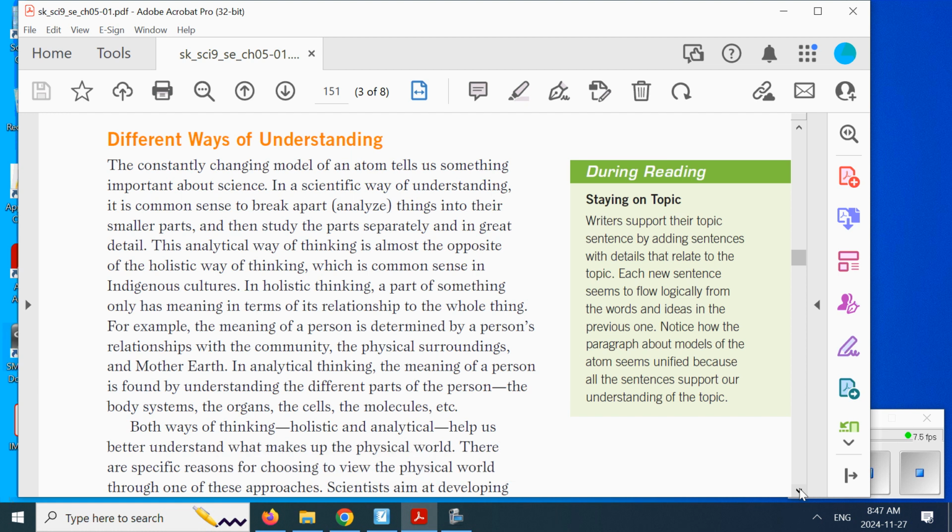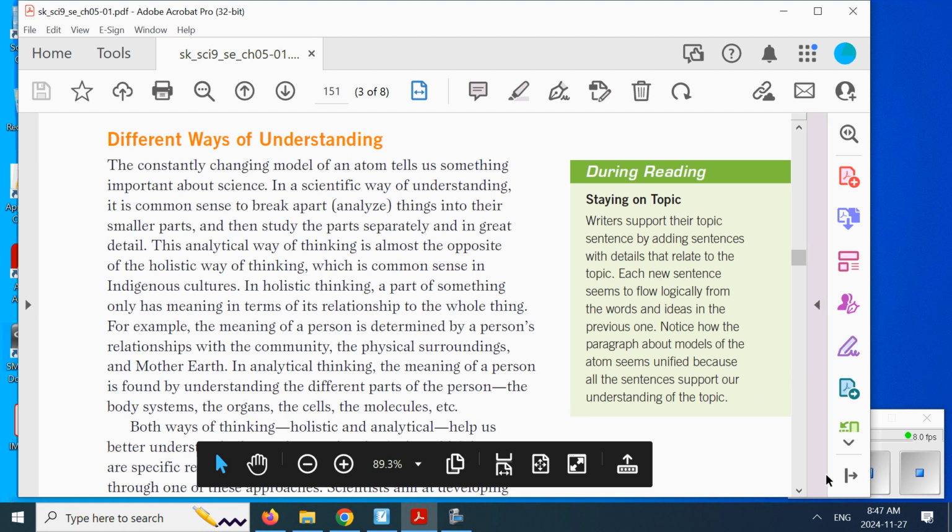Different ways of understanding. The constantly changing model of the atom tells us something important about science. In a scientific way of understanding, it's common to break apart, analyze things into their smaller parts, then study the parts separately in great detail. This analytical way of thinking is almost the opposite of holistic ways of thinking, which is common sense in indigenous cultures.